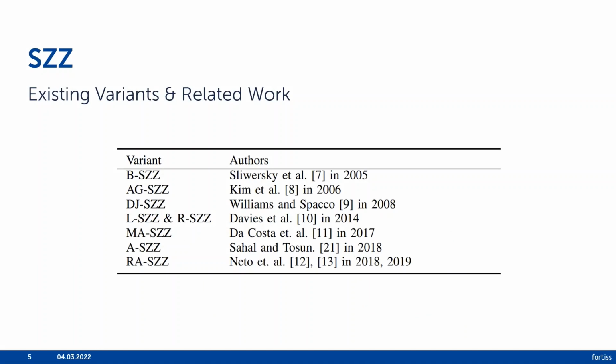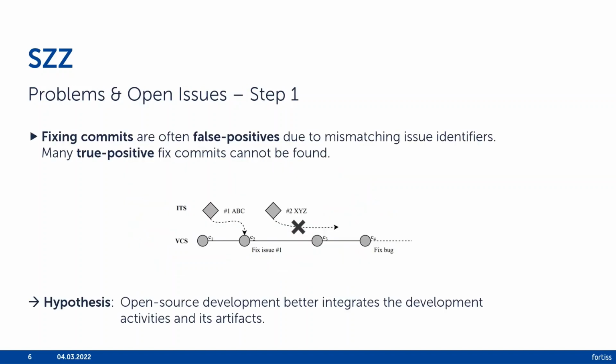Multiple additions were proposed since SZZ was first published in 2005. Most of these additions propose new filter or selection mechanisms to reduce the number of reported bug-inducing commits. And we will use these variants to later on evaluate our approach and measure our performance. Still, SZZ has multiple problems today.